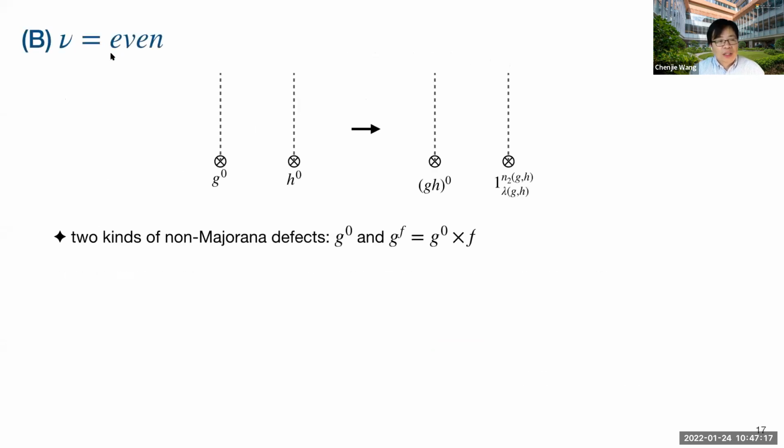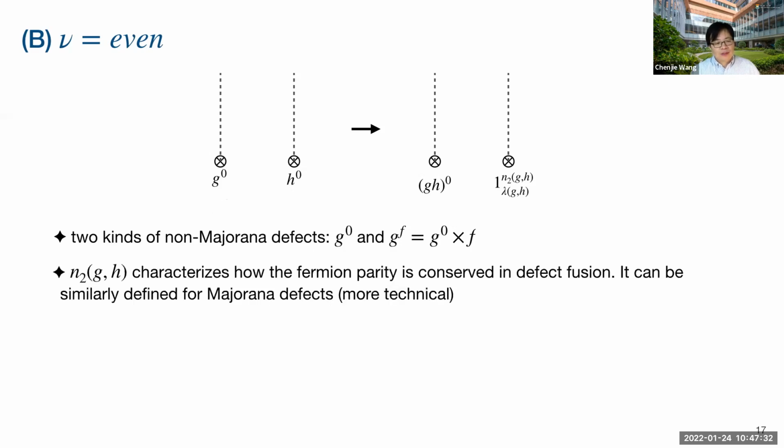So for even nu, in order to obtain some criterion for enforced symmetry breaking, we need to define an additional quantity, the so-called N2. And then it depends on the 2 group elements. Okay, this N2. So in that case, for nu equals 2, what one needs to study is that for every defect, there are different cases.